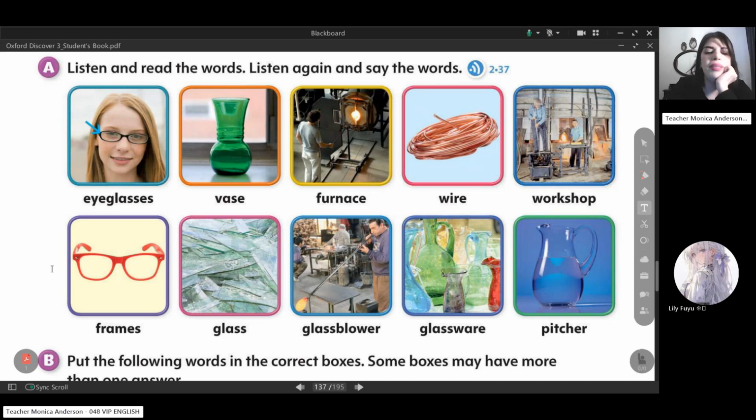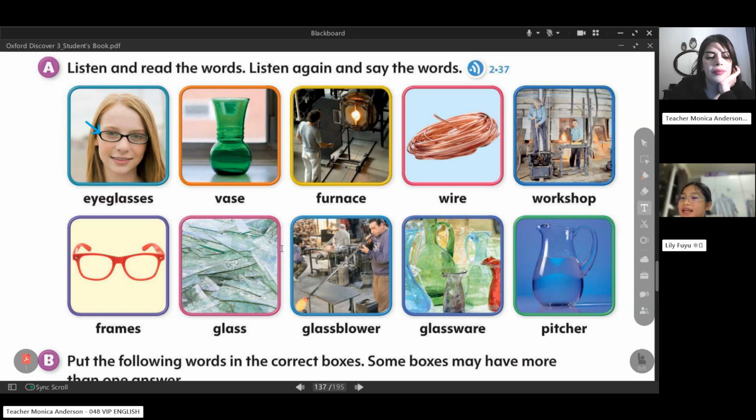Okay, well, could you read them, please? Eyeglasses. Nice. Again. Eyeglasses. Glass, not glasses, glass. Glass. Vase. Furnace. Wires. Workshop. Frames. Glass. Glassblower. Glassware. Features. I don't remember.